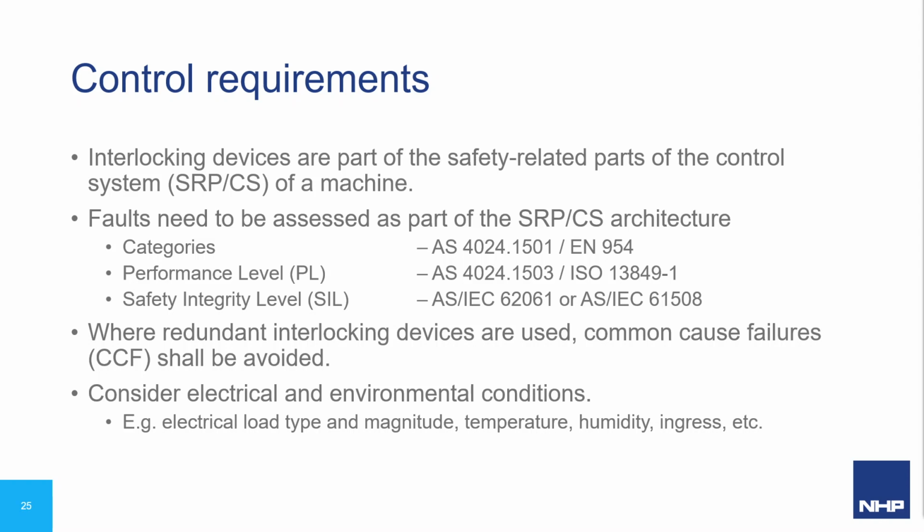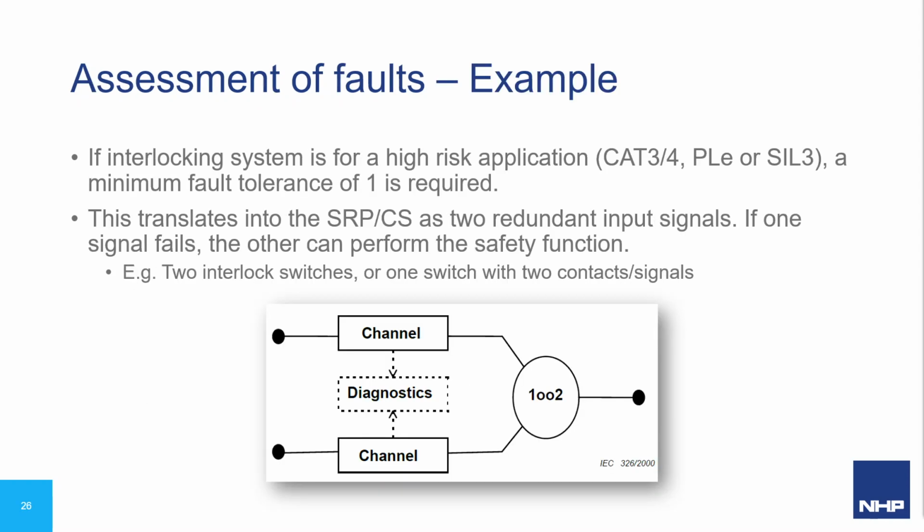In any case, where you are using multiple interlocking devices for redundancy, you need to manage the likelihood of common cause failures, and of course consider the electrical and environmental conditions which may affect the equipment used for interlocking. When designing for a high risk application like Category 3 or 4, PLe or SIL3, then there needs to be some level of hardware fault tolerance. This means that in the event of a hardware failure, the safety system can still perform.